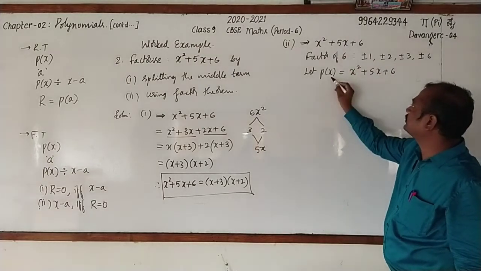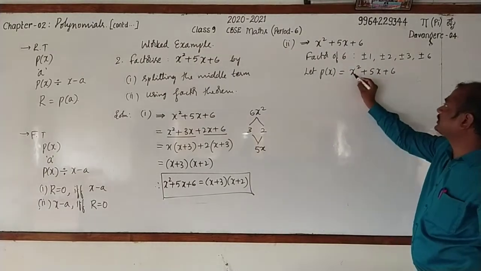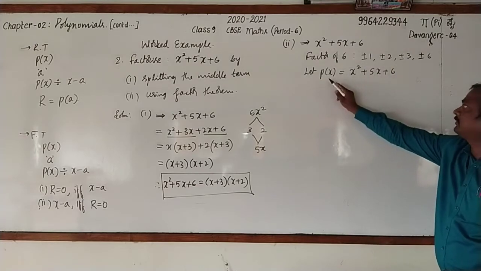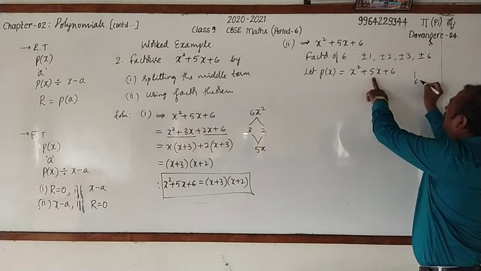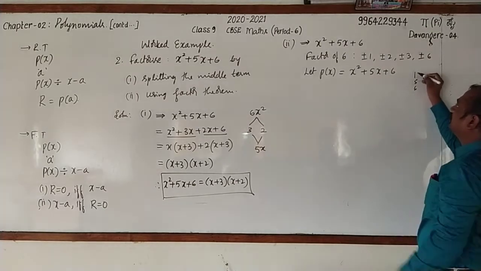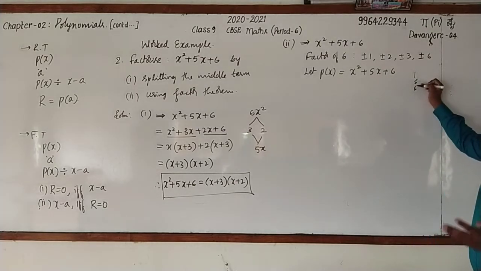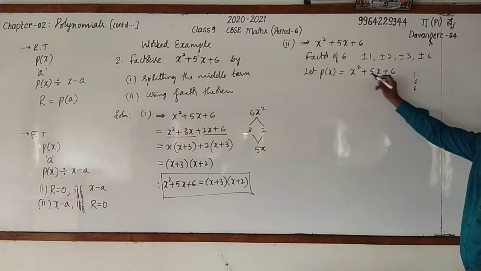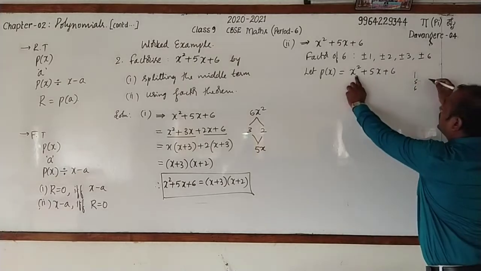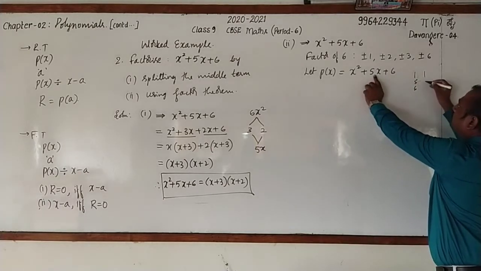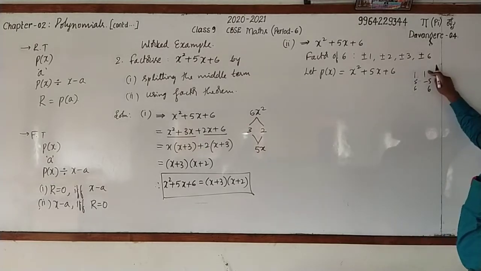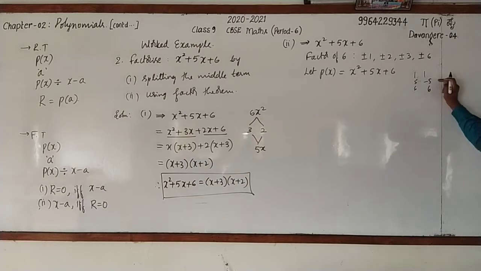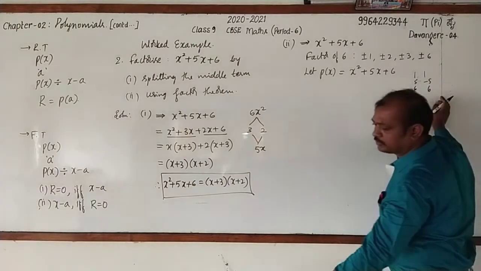Then go for substituting 1 here. When you take 1 in place of x, 1 square is 1, 5 into 1 is 5, then 6. 1 plus 5 plus 6 is 12. It is not equal to 0. If you take minus 1, minus 1 whole square is 1, 5 into minus 1 is minus 5, plus 6. 6 plus 1 is 7, 7 minus 5 is 2. That is also not equal to 0.